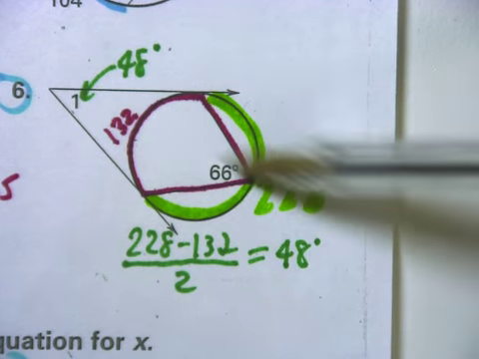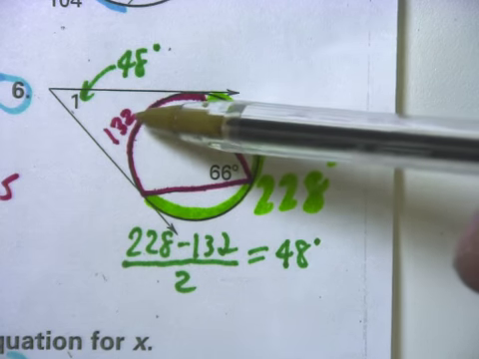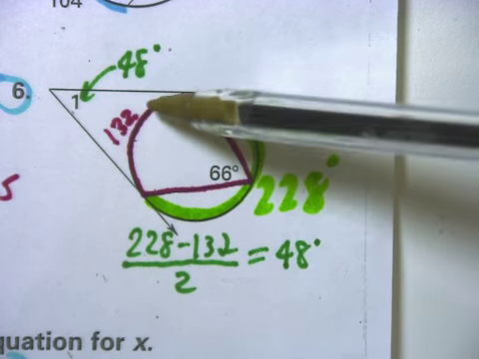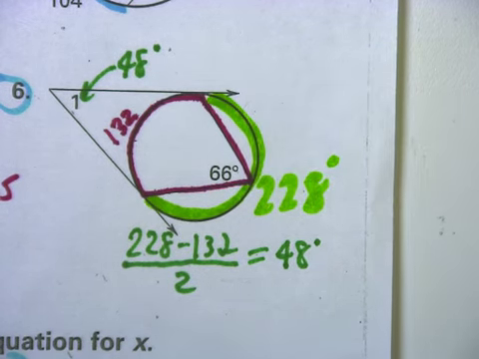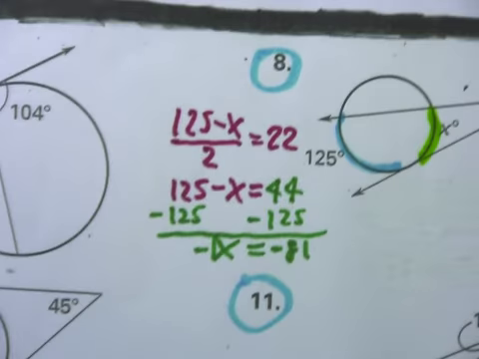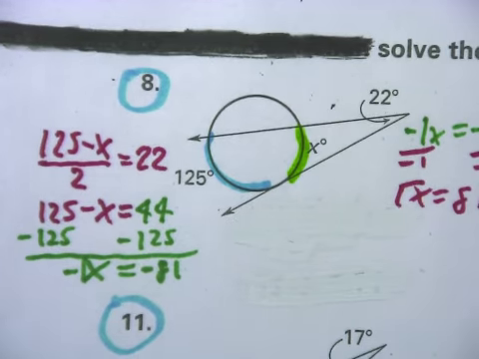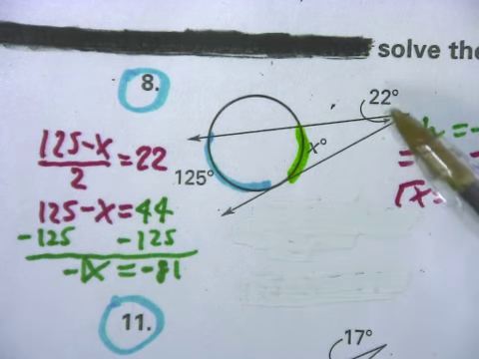They gave me this so I know this automatically, and once they give me this, then I can find the rest of it. And now I have my two arcs to subtract. 228 minus 132 divided by 2 gives me 48 degrees.